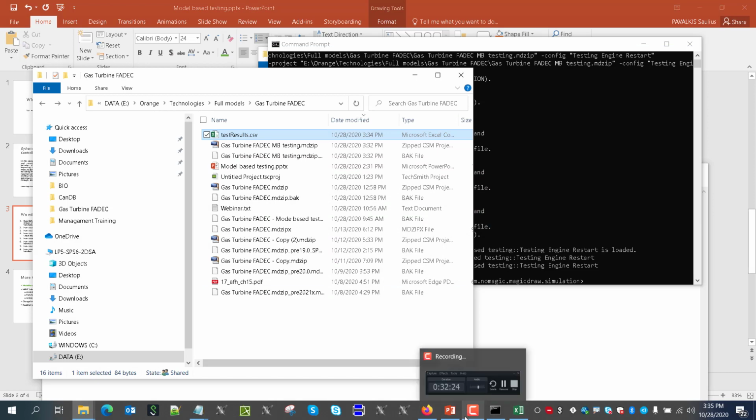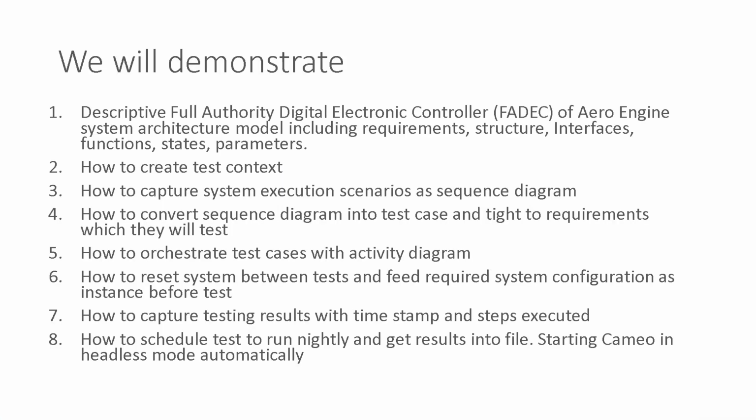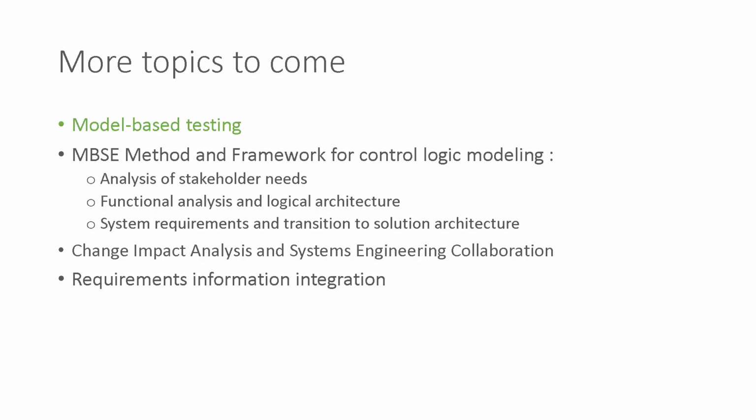So this was the last part of this series of steps to perform to set up the model-based testing, a complete sequence of steps with demonstration to set up model-based testing. There are more topics to cover with this sample. For example, MBSE method and framework for control logic modeling, covering analysis of stakeholder needs, then going to functional analysis and logical architecture, and system requirements and transition to solution architecture. So that path will be maybe separate 3 topics.